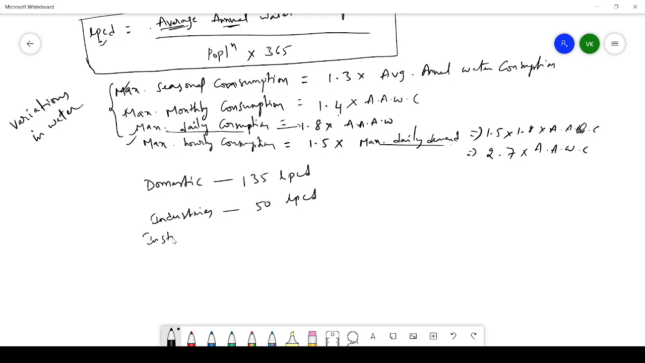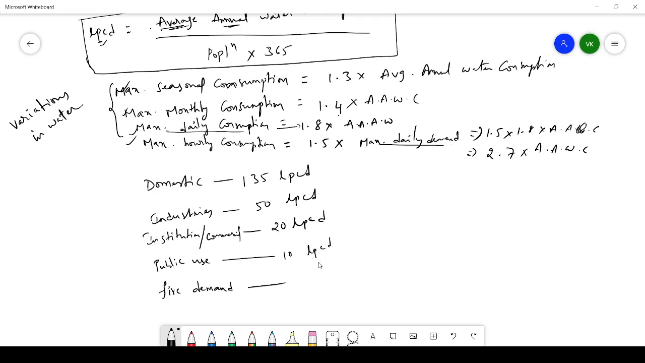For institutions or commercial business, for such things you have to provide 20 LPCD. Similarly, for public use like public toilets or public gardens, parks, you are going to supply 10 LPCD. In addition to this, you have to satisfy the demands of fire. You have to supply water for the fire demand, to extinguish the fires.